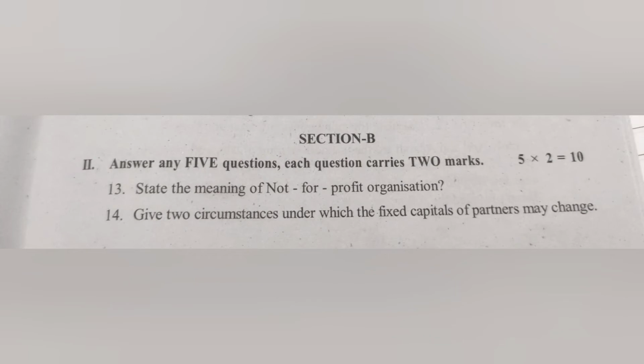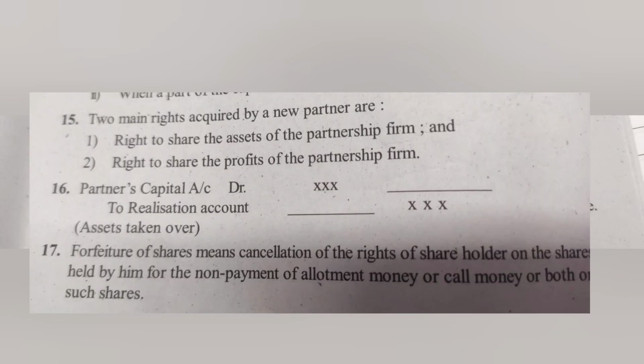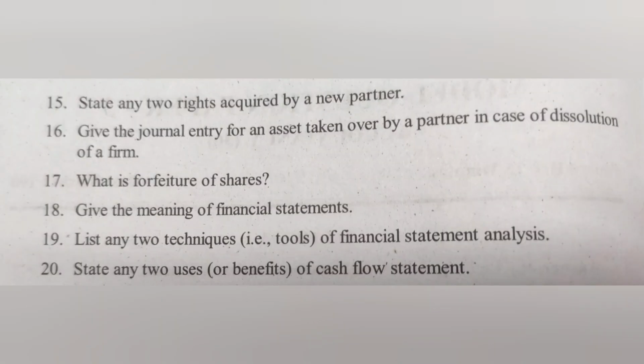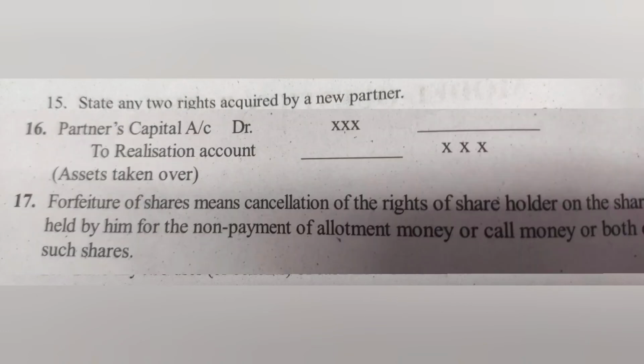State any two rights acquired by a new partner. The two main rights acquired by a new partner are the right to share the assets of the partnership firm and the right to share the profit of the partnership firm. Second question: give the journal entry for an asset taken over by a partner in case of dissolution of a firm. The entry is partner's capital account debit to realization account. It means assets taken over.